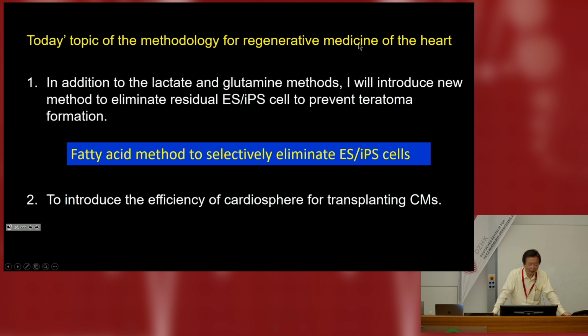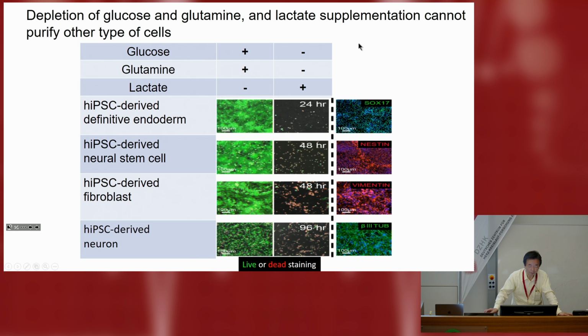However, in addition to the lactate and glutamine method, today I will introduce a new method to eliminate residual ES or iPS cells to prevent teratoma formation. That is the free fatty acid method to selectively eliminate ES or iPS cells. And second, to introduce the efficiency of cardiosphere for transplanting cardiomyocyte.